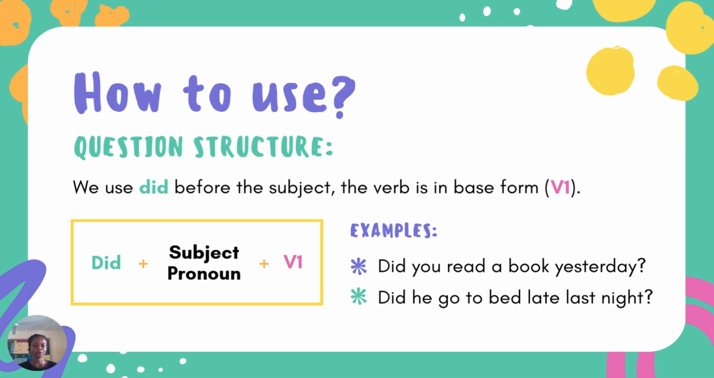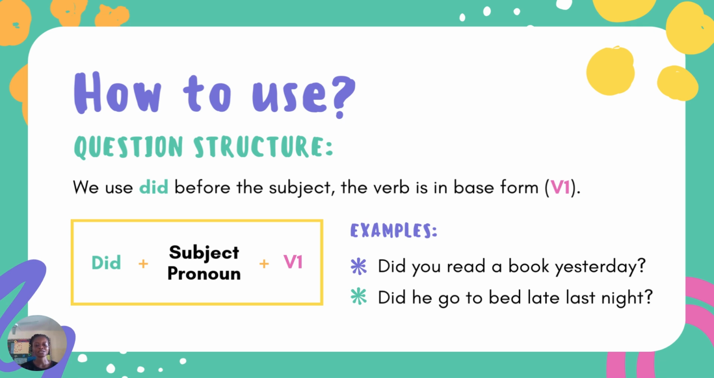If you look at the ones that we're forming, the subject always comes first before whatever we're using, maybe didn't or the verb. But in this case, we use did plus the subject plus the verb. Examples: Did you read a book yesterday? Did he go to bed late last night?